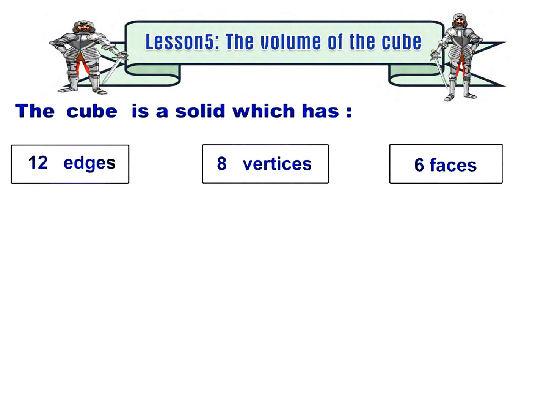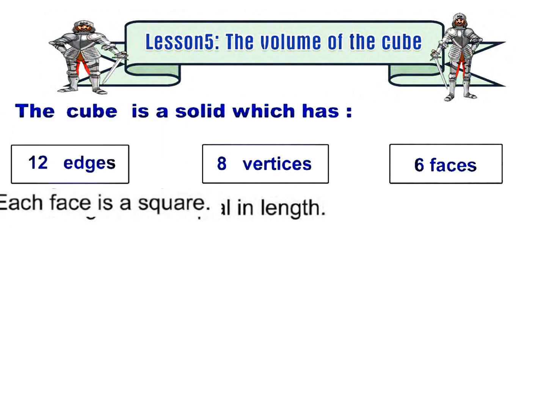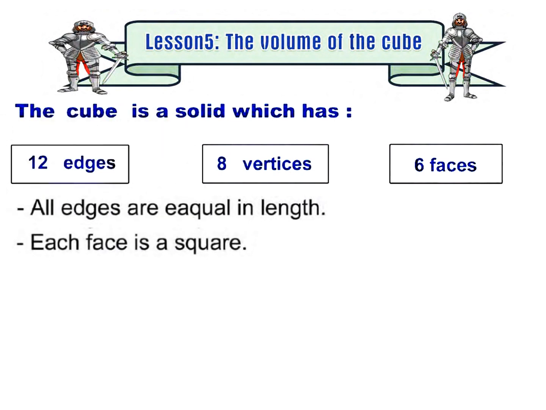All edges of this cube are equal in length, and the 6 faces of this cube are equal in area. Each face is a square. Again, the cube has 12 edges, all equal in length, and 6 faces, each in the shape of a square, and the 6 faces are equal in area. All faces are congruent.